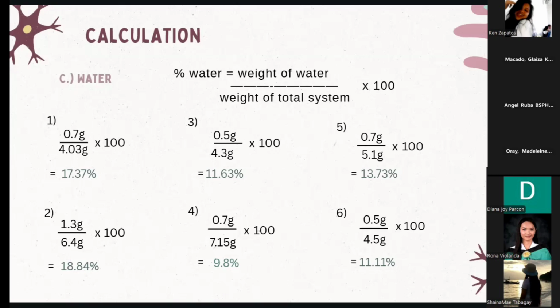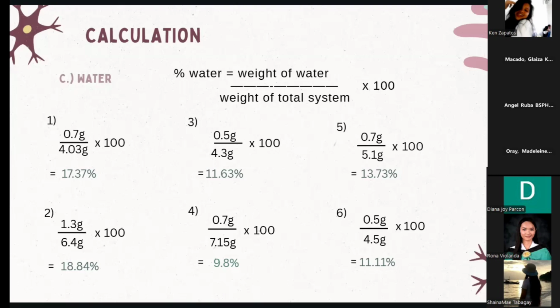For system 2, 1.3 grams divided by 6.4 grams multiplied by 100 gives us 18.84%. For system 3, 0.5 grams divided by 4.3 grams multiplied by 100 gives us 11.63%. For system 4, 0.7 grams divided by 7.15 grams multiplied by 100 gives us 9.8%. For system 5, 0.7 grams divided by 5.1 grams multiplied by 100 gives us 13.73%.